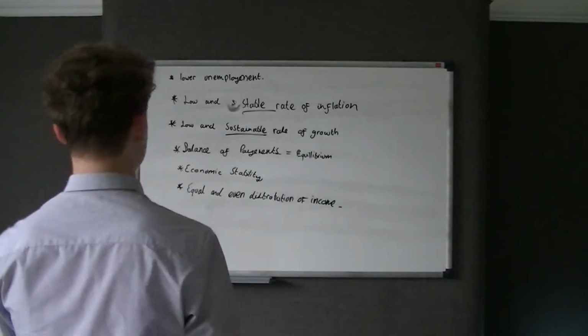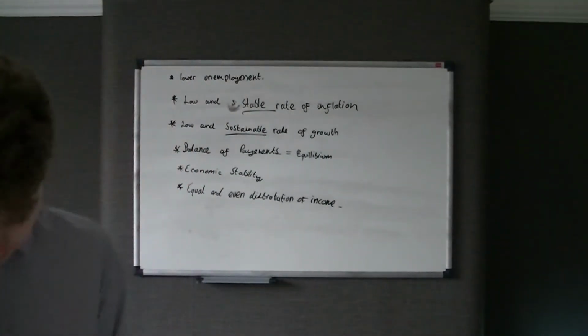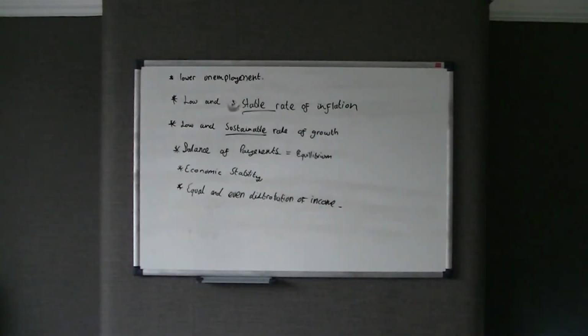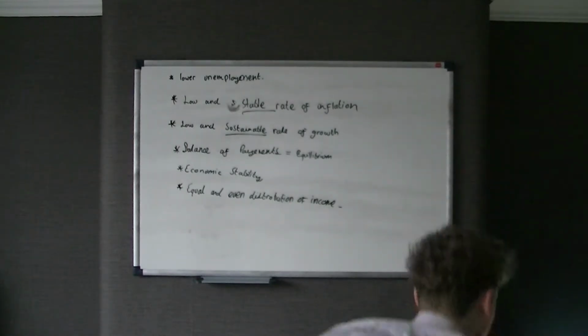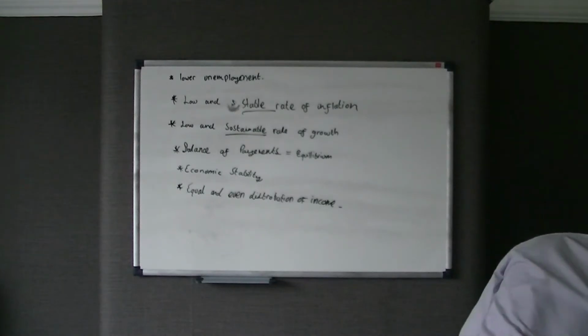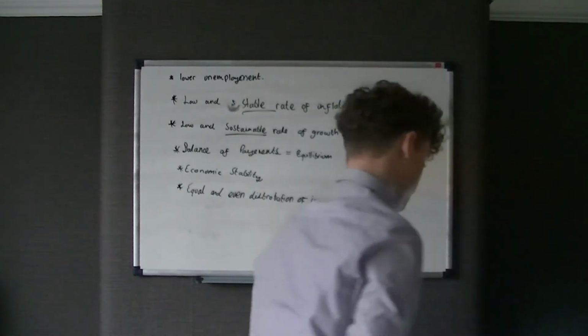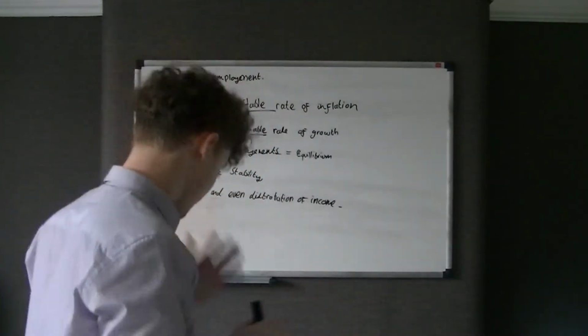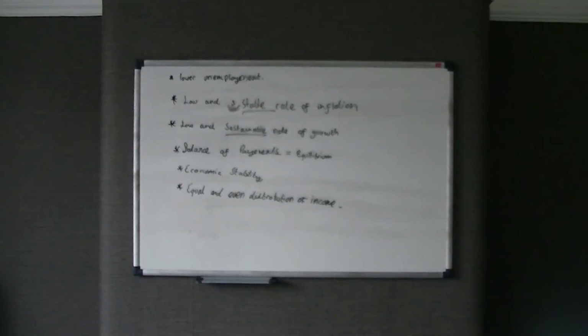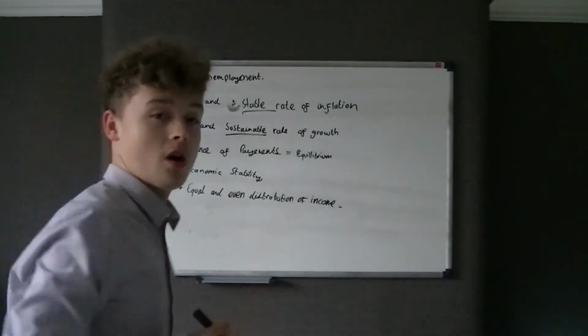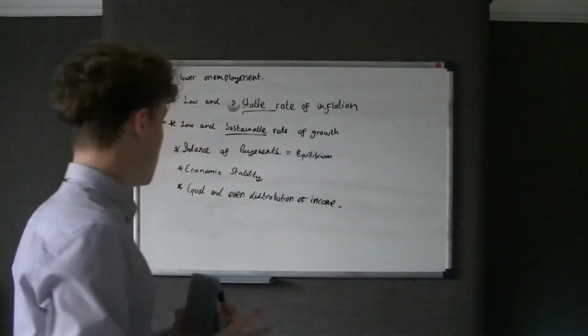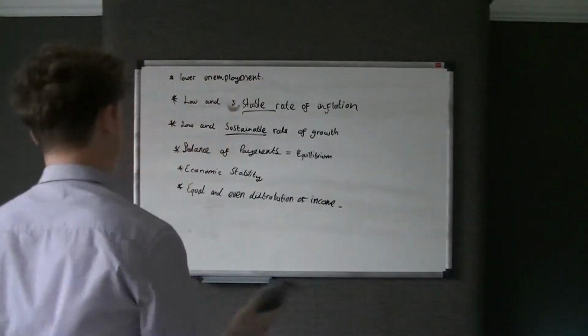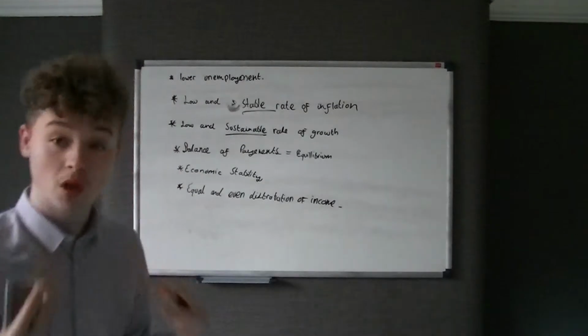So they're the 6 macroeconomic indicators. Now we have to ask, how can our government achieve these objectives? Because it's all well and good saying, yes, these are our objectives, and that's that. Well, it's not actually that, because we have some policies that the government can use.